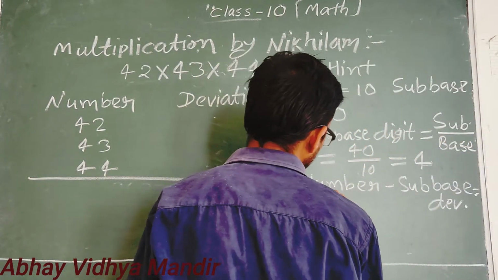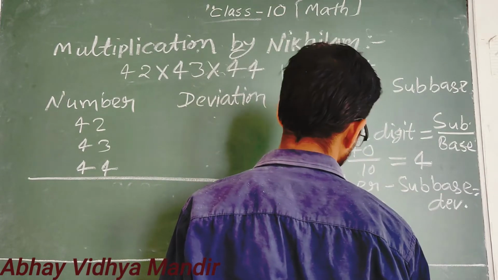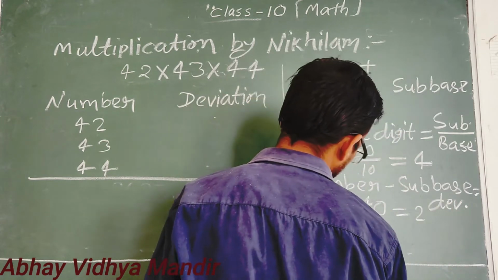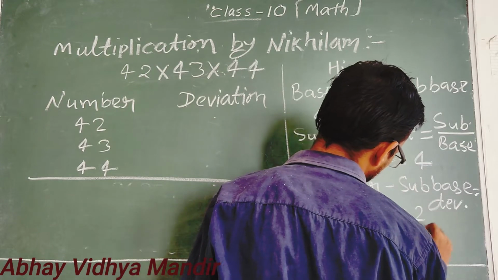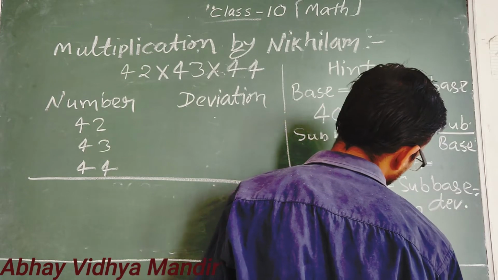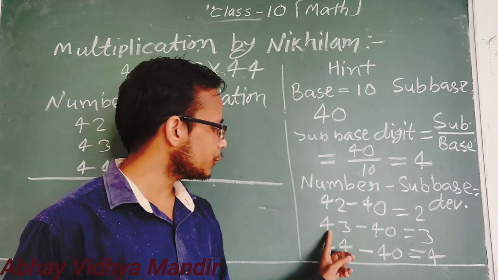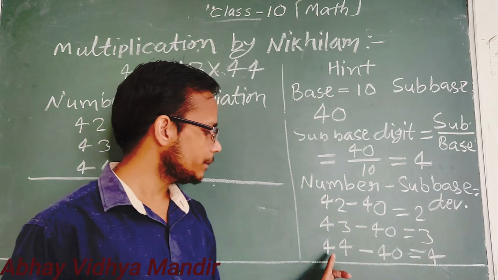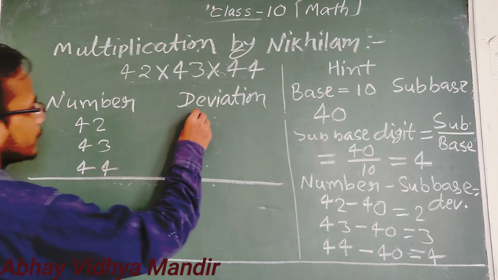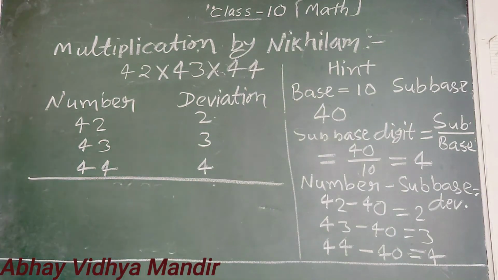Now 42 minus 40 is equal to 2. 43 minus 40 is equal to 3, and 44 minus 40 is equal to 4. So these are the deviations, noted here opposite to the numbers. Okay.